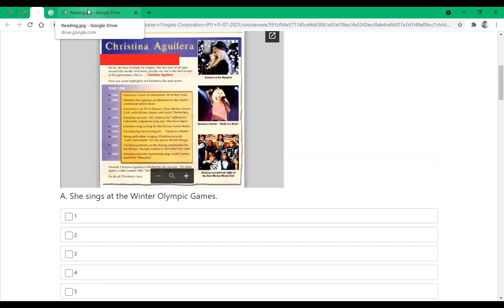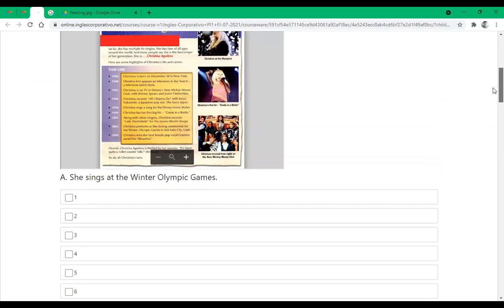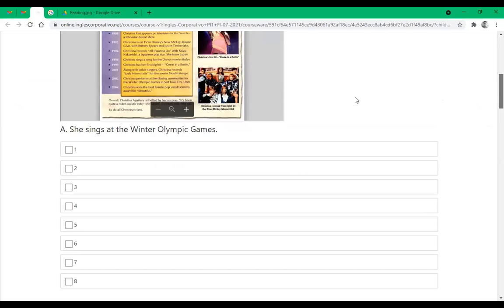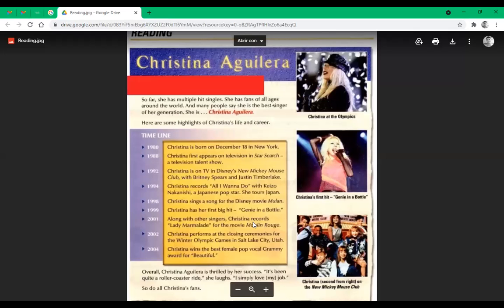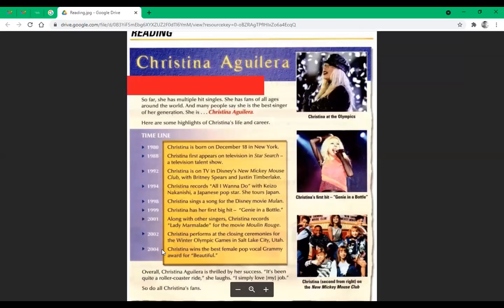So right now we don't need to read the article. We need to answer these questions, this specific information. For example, in number 1, it says that she sings at the Winter Olympic Games. So what we need is to look in which of these sentences, from 1 to 8, is that information.